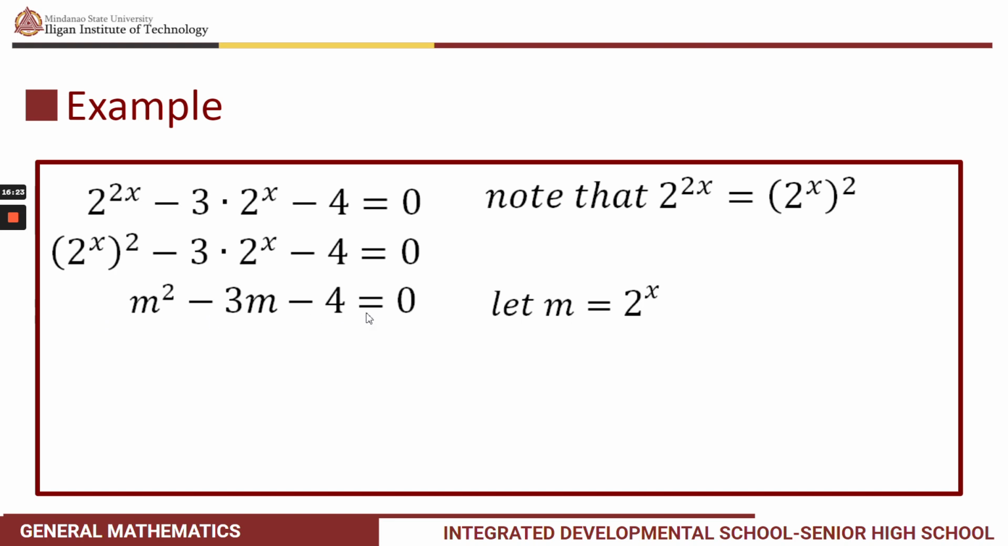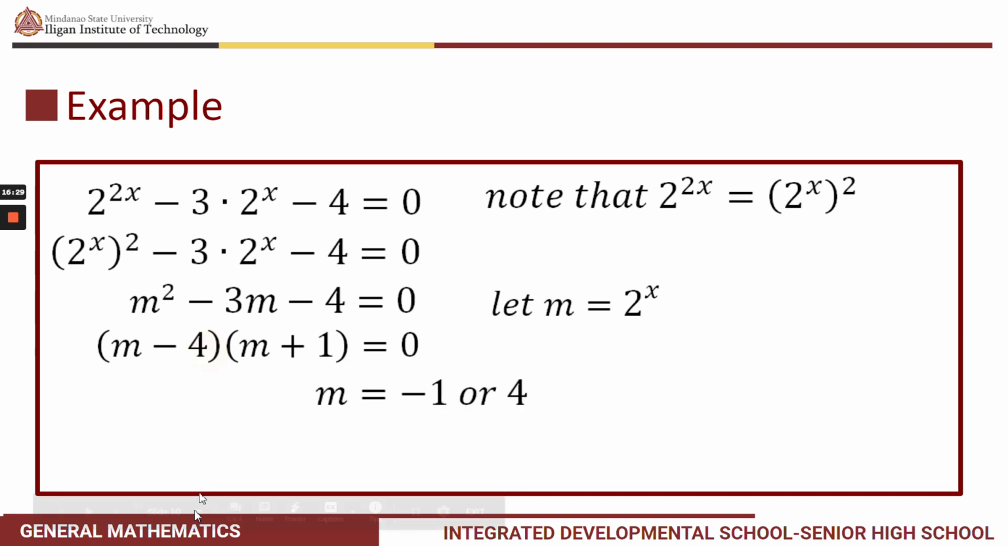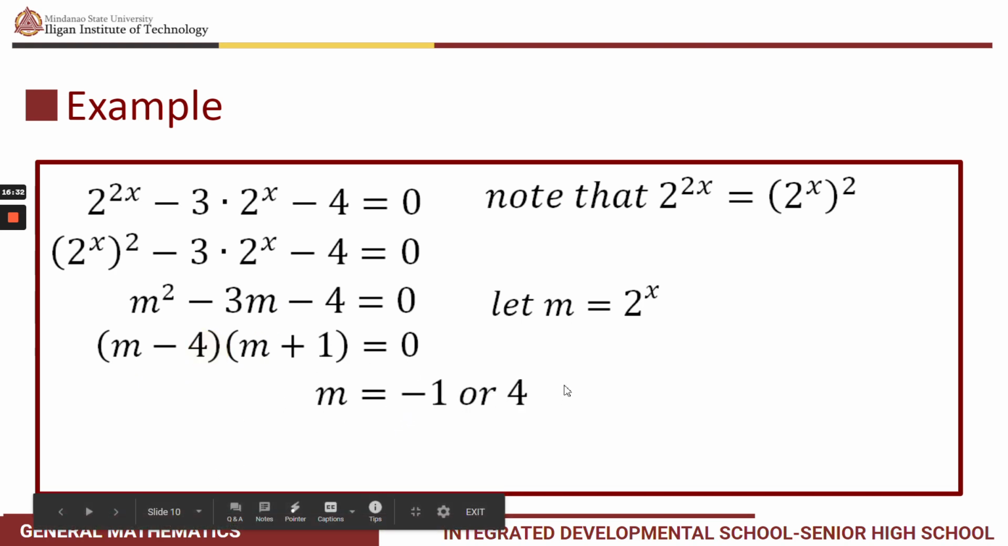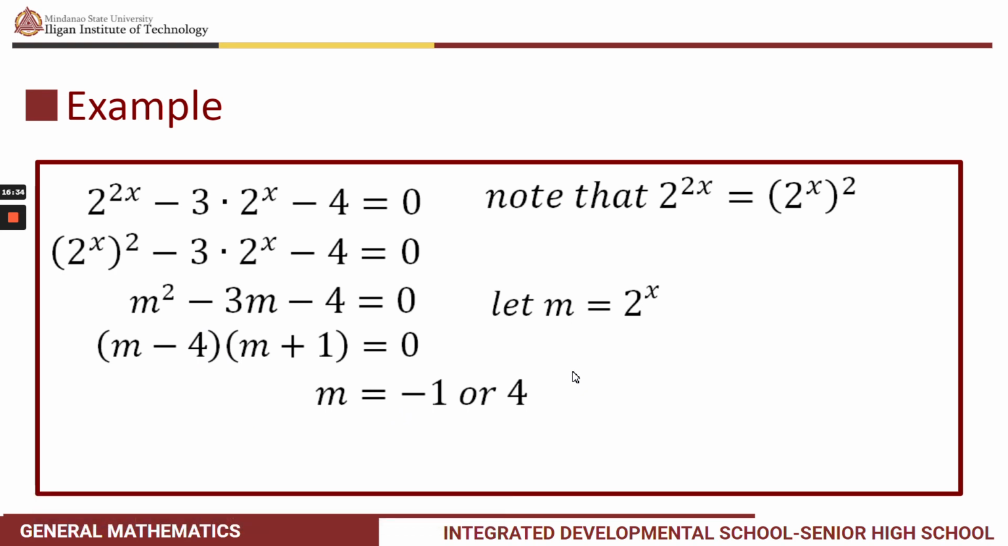trinomial can be factored, no? We have here m minus 4 times m plus 1. So therefore, we have m equal to negative 1 or 4. However, we're not solving for m. We're trying to solve for the value of x here.